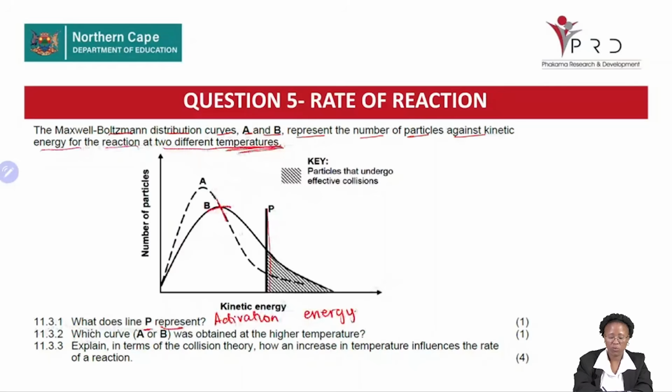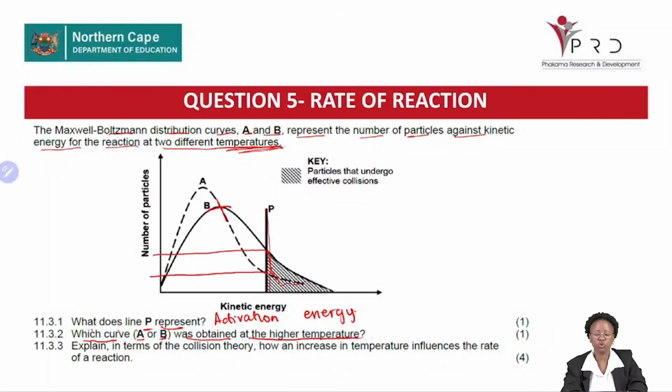Then let's look at the second question. Which curve, A or B, was obtained at a higher temperature? If you were listening very well, we said the one with the lower peak. Why is it the one with the higher temperature? Because it has more particles. If we compare here, it has more particles that have enough kinetic energy to react. Therefore, that is an indication that B has a higher temperature. So the correct answer there will be B.